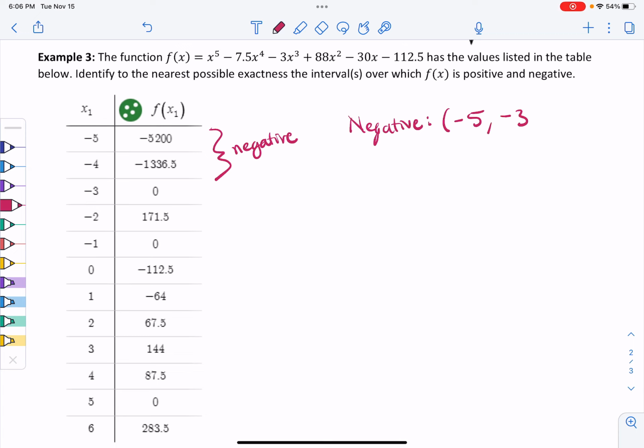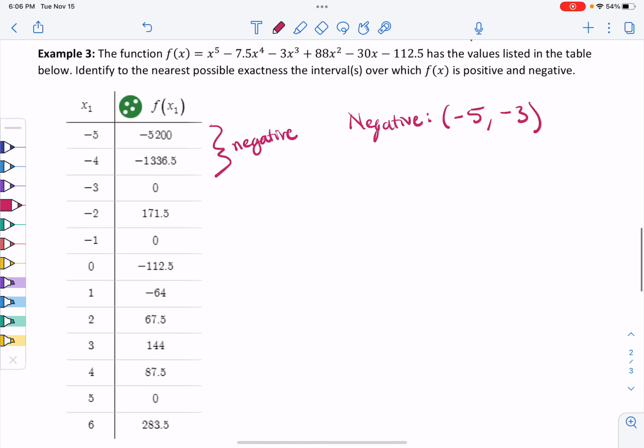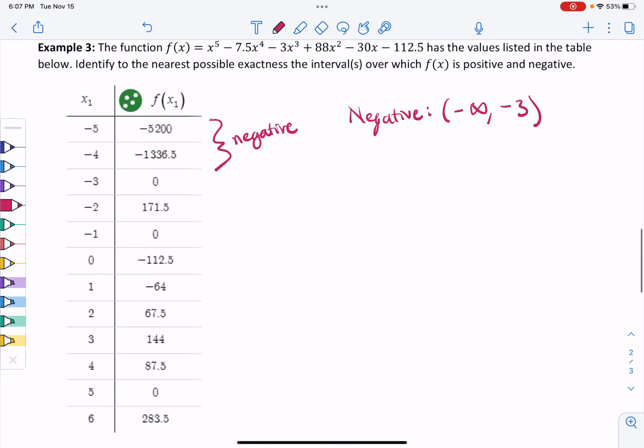Now, I could, in this case, say that maybe it's negative clear off to negative infinity, and we're going to do that because there's no indication from the table that it goes back up. So we're going to say that if you were to keep going in this direction with the x values, this would continue to be negative. All right. Now, we could keep going with our negatives. Let's see. We become negative again down here. All right. So it's negative here.